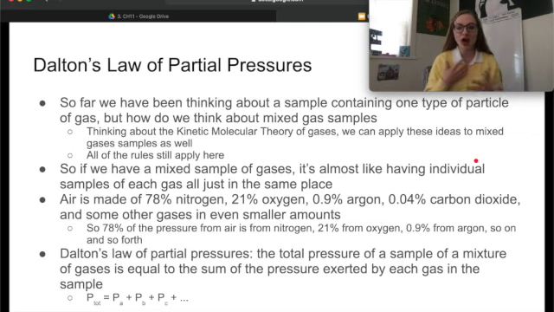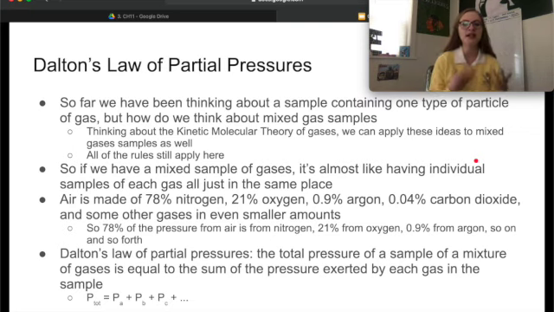As I've been talking so far, in my head at least, I don't know if this is what you guys have been picturing, I've been only thinking about a sample containing one type of gas particle. But what if we have multiple gases in a sample? Dalton's law of partial pressures deals with the fact that we might have multiple kinds of gas in a sample. Thinking about the kinetic molecular theory of gases, we can also apply these ideas to a mixed gas sample. All of the rules still apply here.